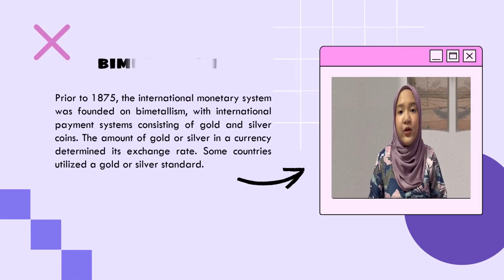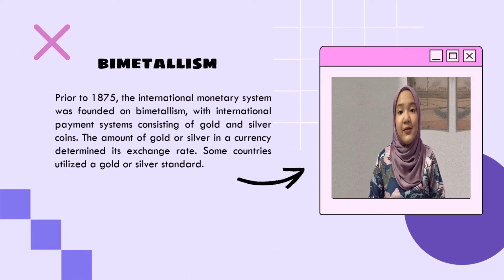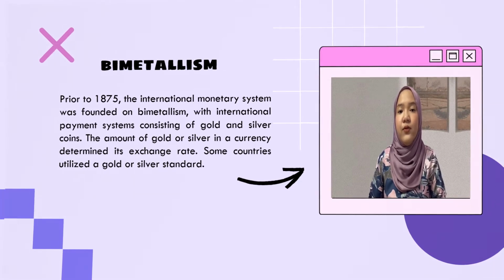The first stage of the international monetary system is bimetallism. Prior to 1875, the international monetary system was founded on bimetallism, with the international payment system consisting of gold and silver coins. The amount of gold or silver in a currency determines its exchange rate. Some countries were on the gold standard, some on the silver standard, and also some on both.